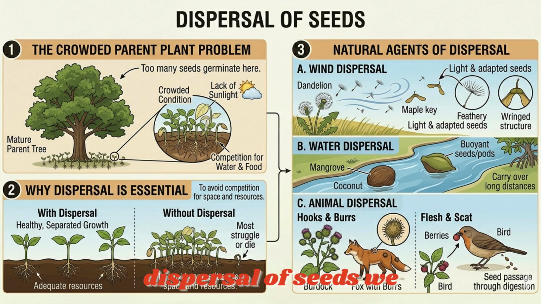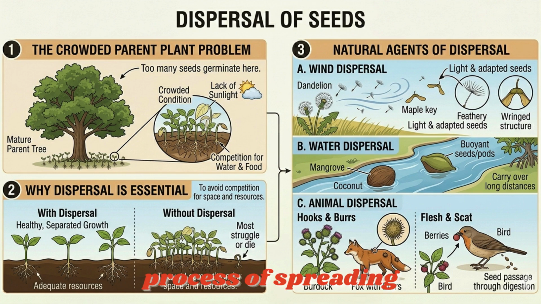Dispersal of seeds. We know that most of the plants produce many seeds. What happens if all of them germinate under the parent plant? In this case, they would grow in such crowded conditions that most of them would die due to lack of sunlight, food and water. So they need to separate from their parent plants. They require to disperse, as we know that plants cannot move from one place to another. Therefore, nature helps the seeds to move away from the parent plant.